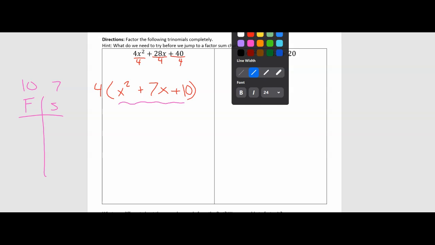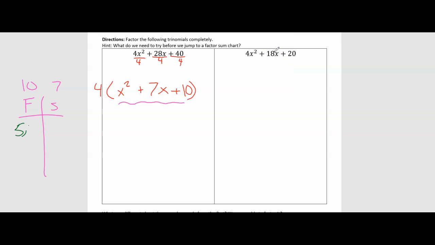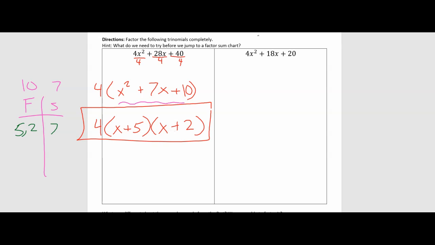I think this one's pretty straightforward. 5 and 2. 5 and 2 added together give us 7. So what I'm left with is 4, and then my two binomial factors are x plus 5 and x plus 2. So my final factorization is 4 times the quantity x plus 5 times the quantity x plus 2. So once we factored out that GCF, it became a little bit more straightforward for us. Maybe you tried the one on the right.